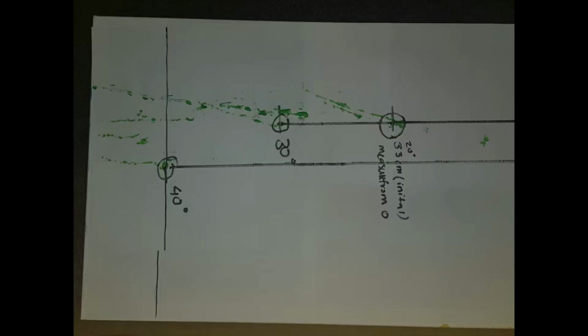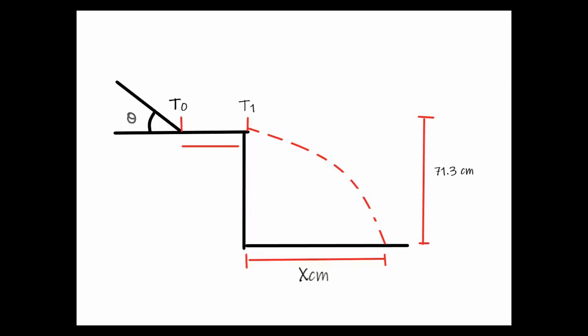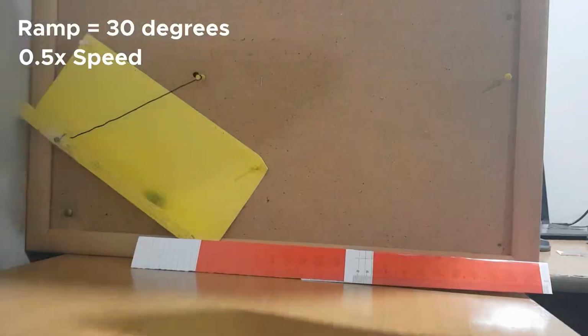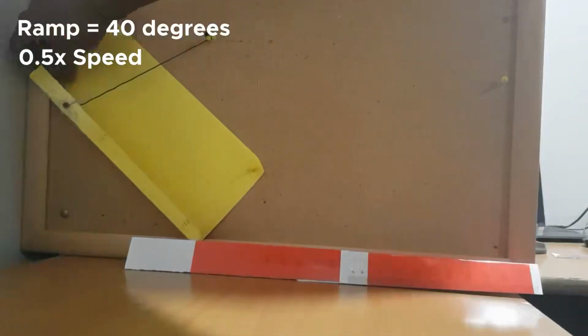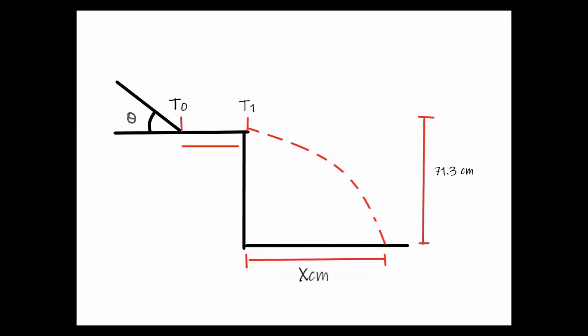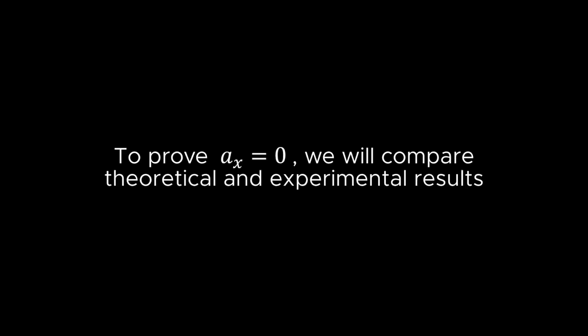The time it takes for the ball to travel from the edge of the table to the landing position is recorded using a stopwatch. This is repeated for all 3 angles on the ramp. The distance of the landing position from the edge of the table x is then measured using a meter-long ruler. This measurement will be used to compare with the theoretical landing position.